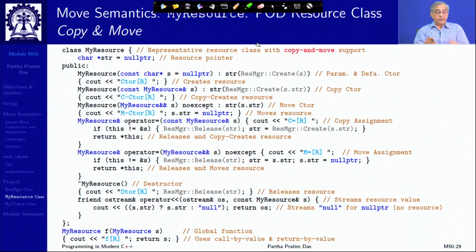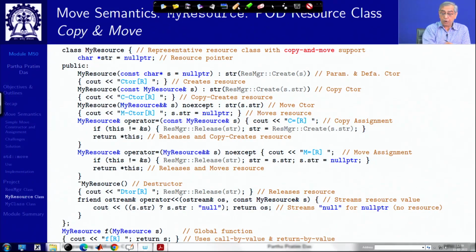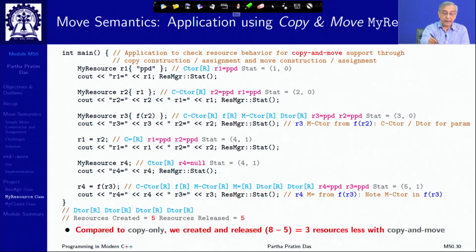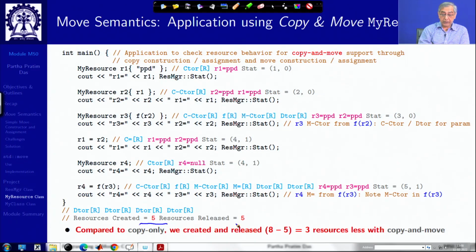Then we provide the version which has the move constructor and the move assignment. We have just seen how to do that. That is what I started with, and the same application is then written in terms of the copy and move MyResource, and you can see that the resource creation and deletion has dropped from 8 to 5. So, 3 less resources, since we are making use of move in the same context.